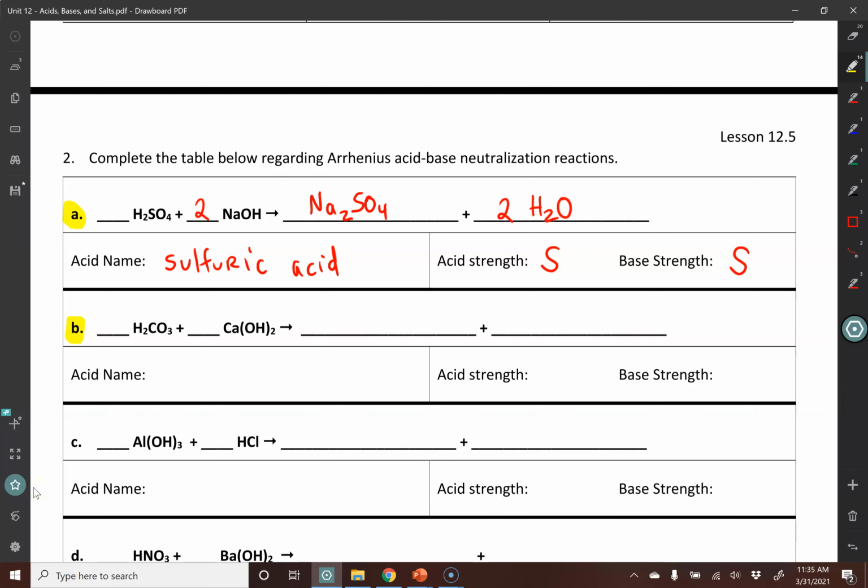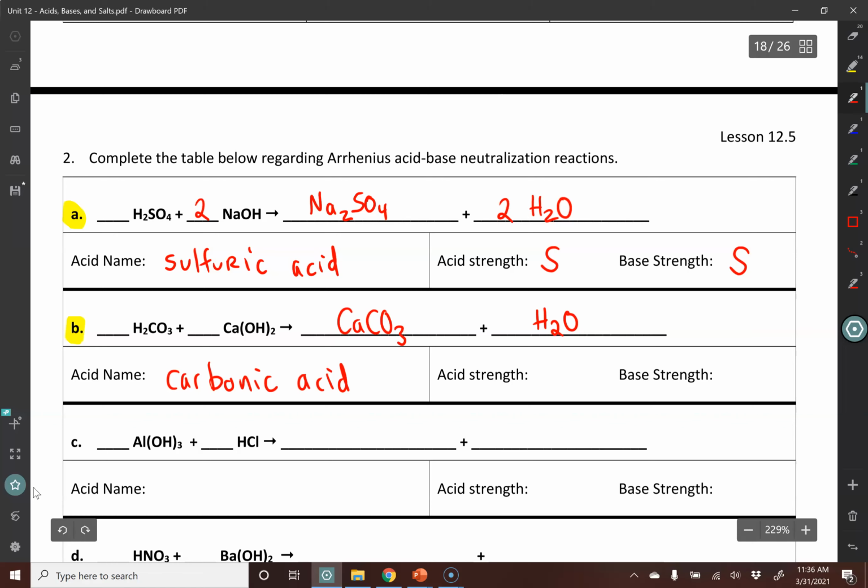All right, H2CO3 is carbonic acid. I know when carbonic acid reacts with calcium hydroxide, a neutralization reaction occurs. That means I am going to produce water and some salt. I have calcium. I know that's a 2+ ion. Carbonate is a 2- ion. So I will produce calcium carbonate.